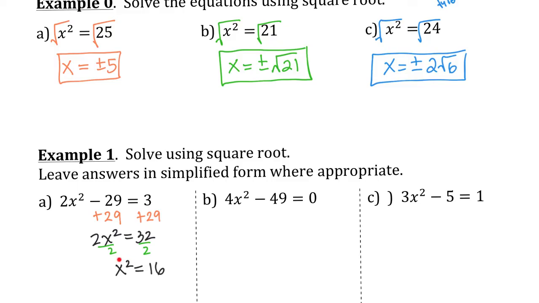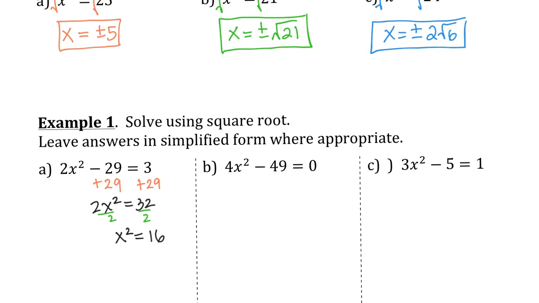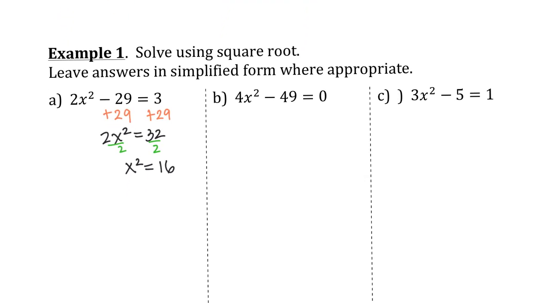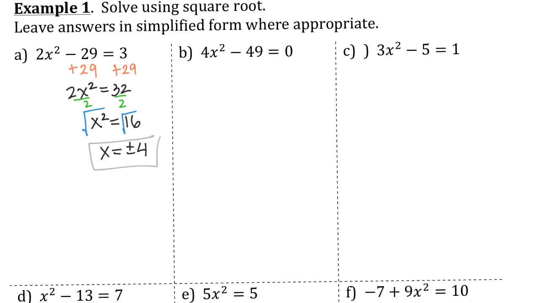Now that the x squared is by itself, it's just like this problem up here, so I'm going to solve it using the same steps I did there. So I'm going to go ahead and square root both sides. And I get x equals 4 and negative 4, or I could say positive negative 4 to write it the short way. Okay, I'm going to go ahead and keep solving these next ones. Feel free to work ahead of me. The answers are at the bottom.